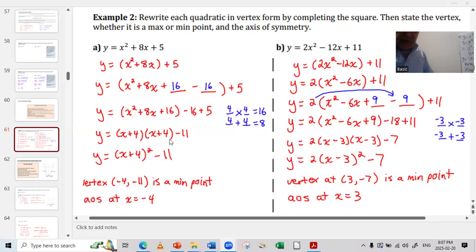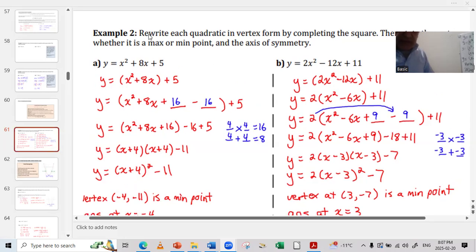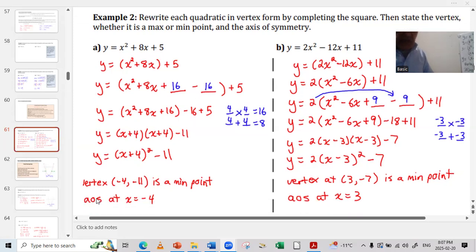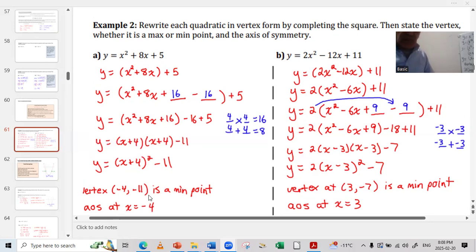This is the vertex form, because the first thing the question says is to rewrite each quadratic in vertex form. Perfect. Then the vertex will be this with a minus, so -4, and -11 as it is. So the vertex is (-4, -11), where -11 is the k, the number outside. And the axis of symmetry will be x equals -4.